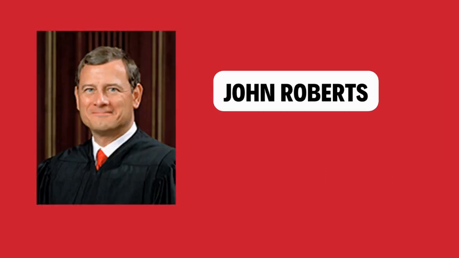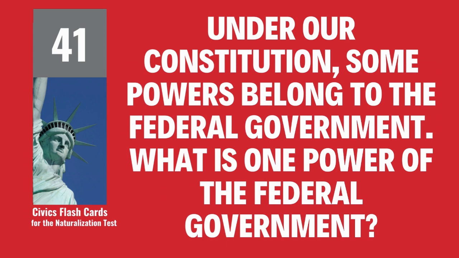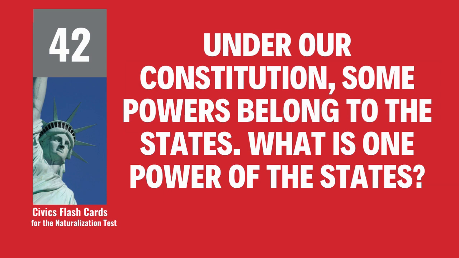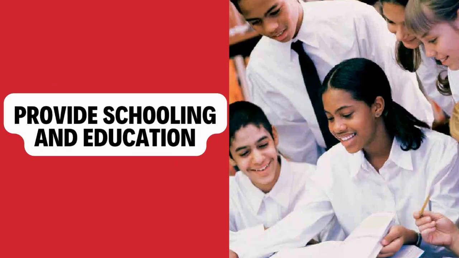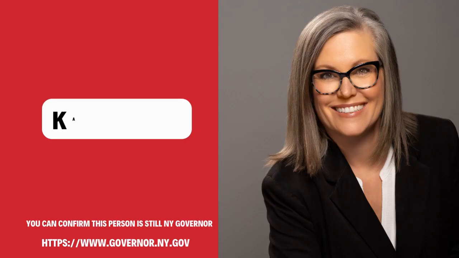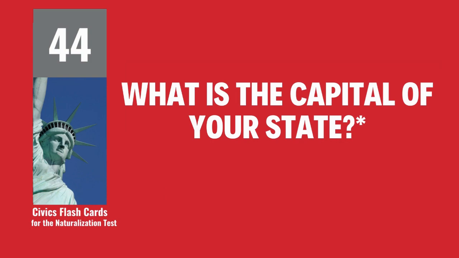Who is the Chief Justice of the United States now? John Roberts. Under our Constitution, some powers belong to the federal government. What is one power of the federal government? To print money. Under our Constitution, some powers belong to the states. What is one power of the states? Provide schooling and education. Who is the governor of your state now? Katie Hobbs.